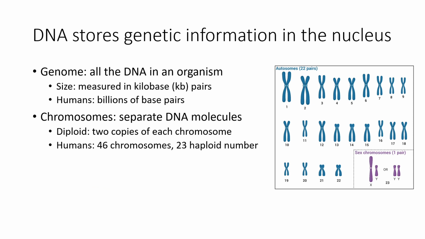So finally, once you've gotten all that DNA in that double helix, how do we actually manage to cram all that genetic information into the nucleus of the cell? Our genome contains all of the DNA within our whole organism, and it is a lot of DNA. It's usually measured in kilobase pairs, or thousands of base pairs, each base pair referring to one nitrogenous base. In the case of humans, our genome contains billions of base pairs, which is a lot of base pairs.